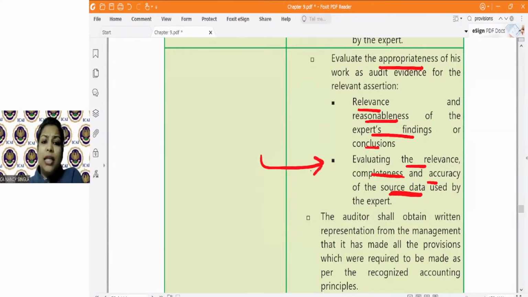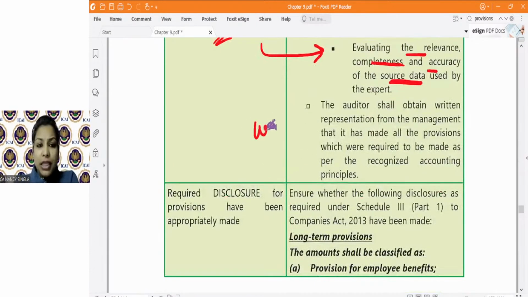If you know that the data the expert is using is internal and this is incomplete, then obviously you are not going to use it; you will perform some additional audit procedures. The auditor shall obtain what? Written representation. And you all must be knowing that SA 580.